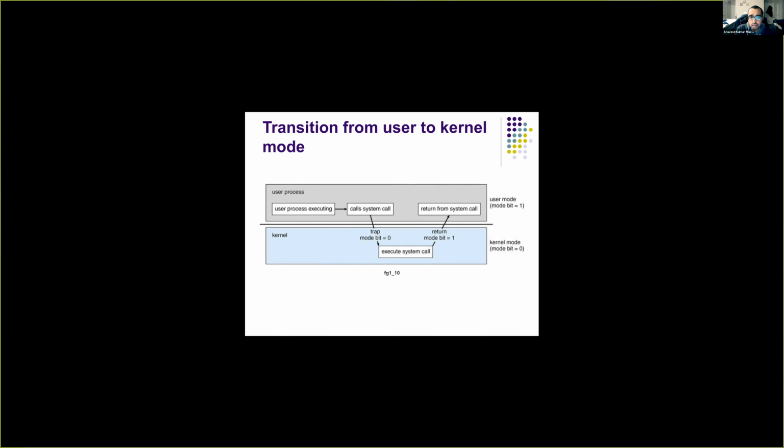Note that when the system call is actually executed, the operating system is running in the privilege level that is indicated by the mode bit. So when mode bit is 0, the processor is in privileged mode. When mode bit is 1, the processor is actually running in non-privileged mode.